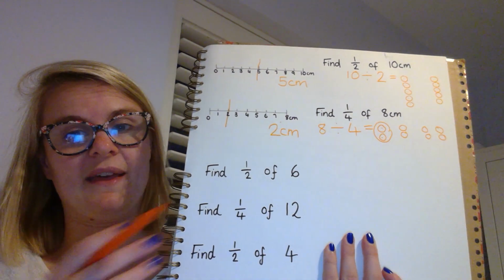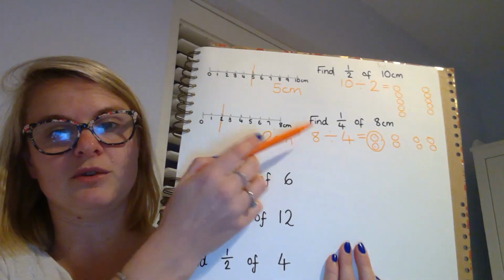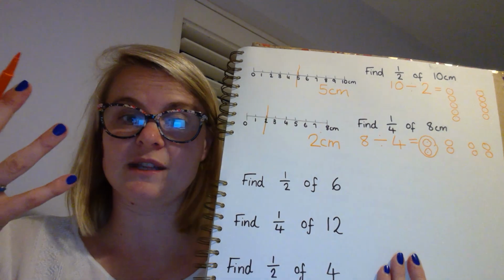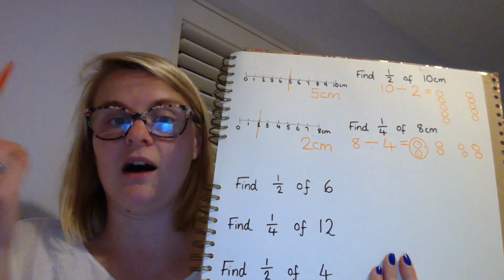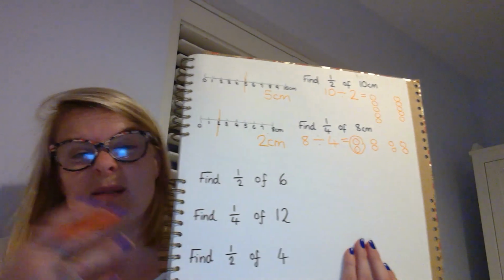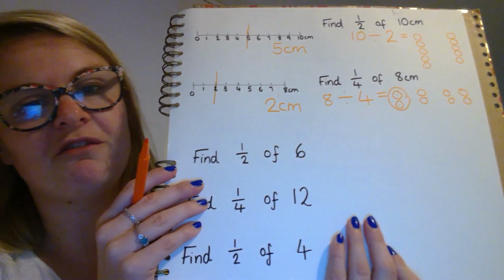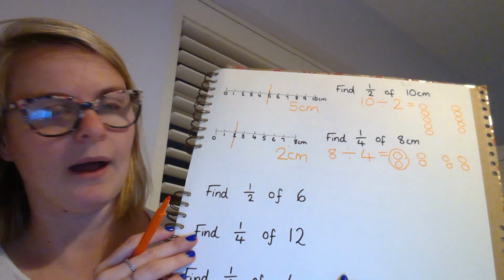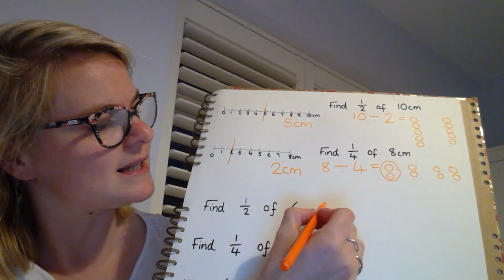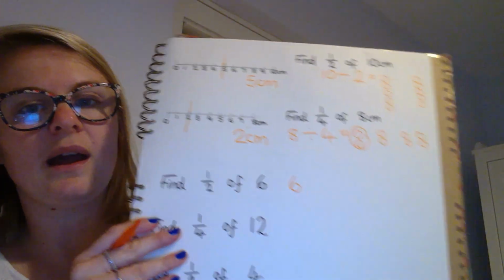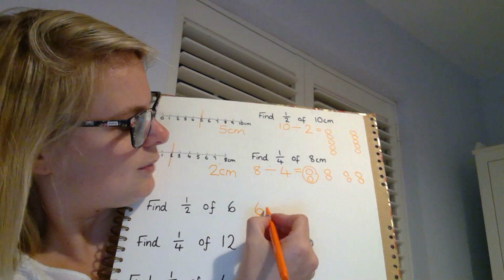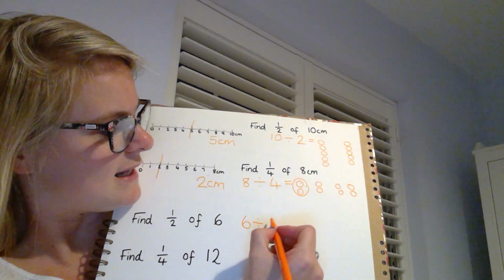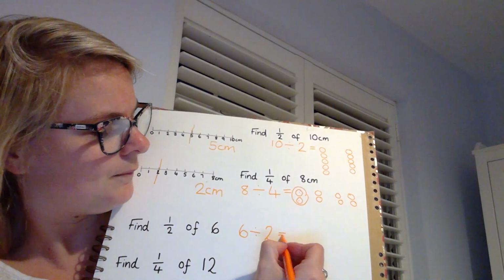Now, if you wanted to do that, if you weren't too sure with your division, you could just draw out 6 counters and split them into half, into 2 equal groups. So that's basically what we're going to do. To find a half of 6, just like we did up here, we take our whole, which is 6, and we share it, or divide it, by our denominator. So we do 6 divided by 2.